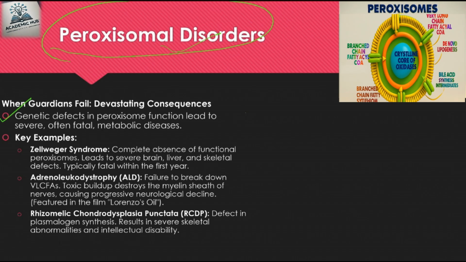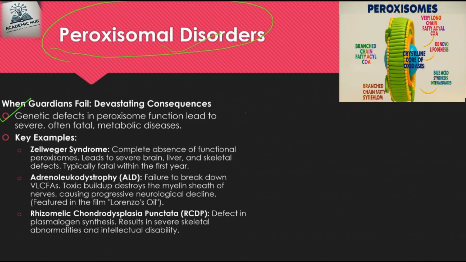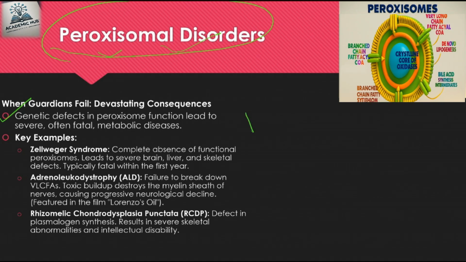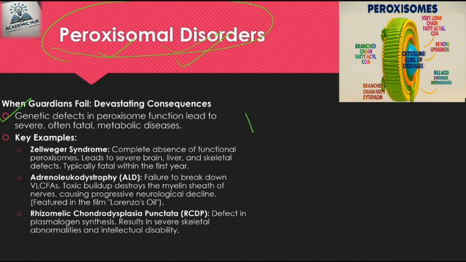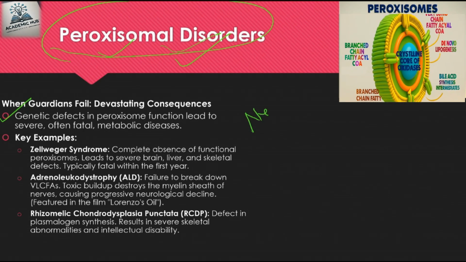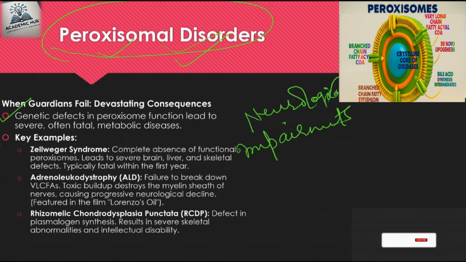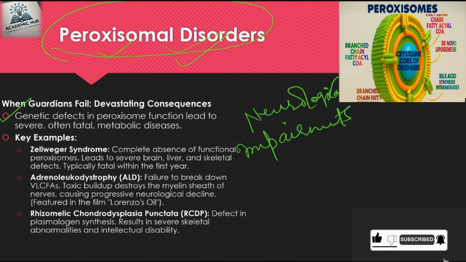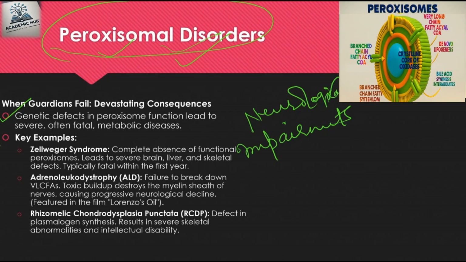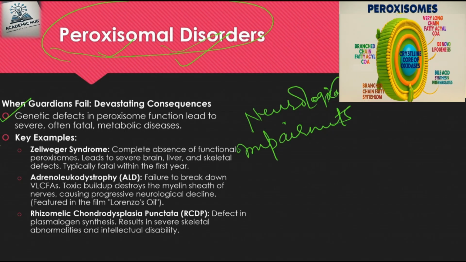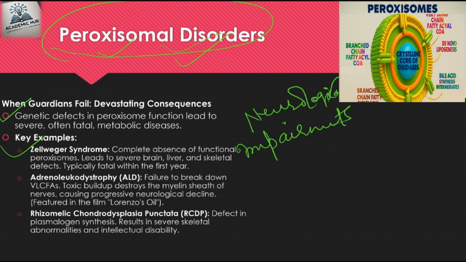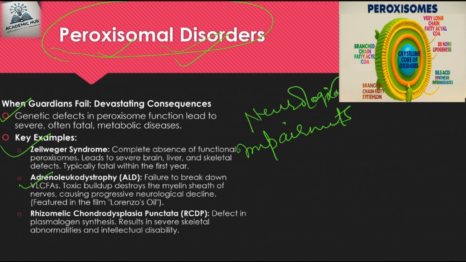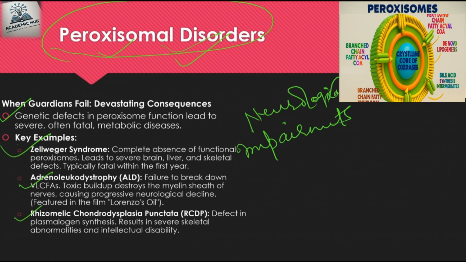Malfunctions in peroxisome biogenesis or enzyme function can lead to a group of severe genetic conditions known as peroxisomal disorders, often resulting in profound metabolic dysfunction and neurological impairment. These disorders starkly illustrate the non-negotiable role that peroxisomes play in human health and proper development. Some well-known peroxisomal disorders include Zellweger syndrome, adrenoleukodystrophy, and rhizomelic chondrodysplasia punctata disorder.